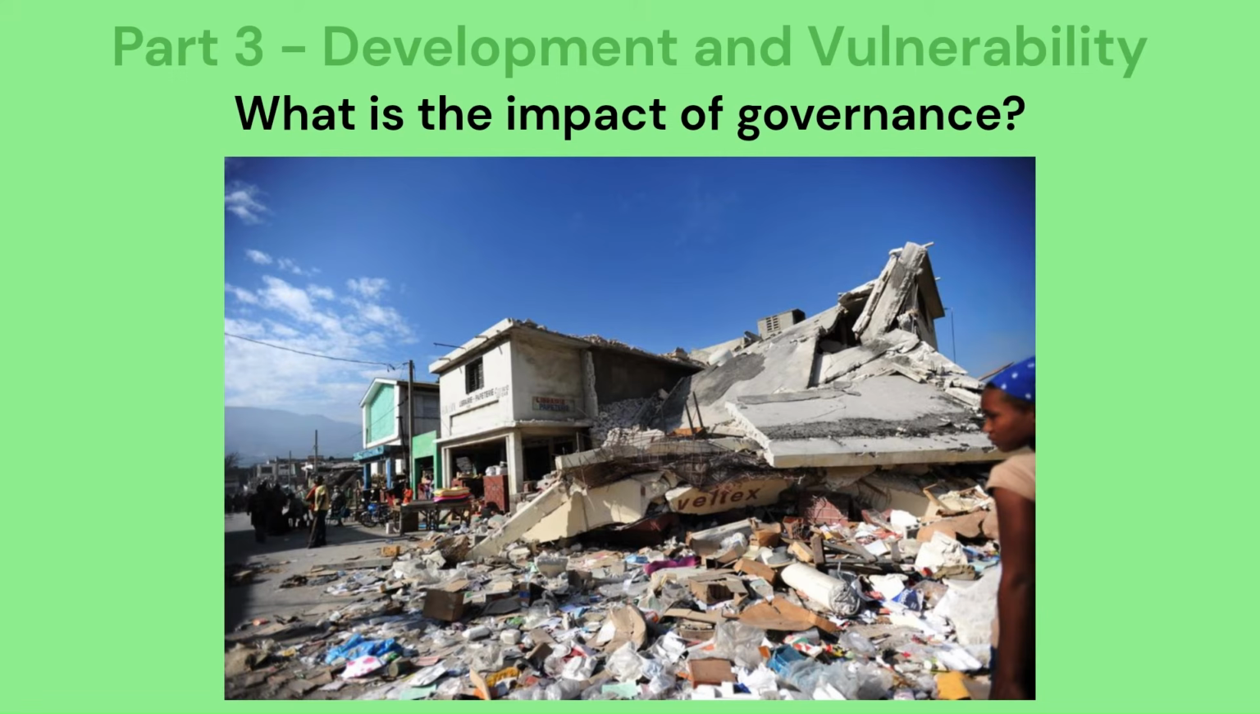To look at how governance impacts natural disaster impacts, let's take a look at the Haiti earthquake of 2010. Haiti's poor governance significantly worsened the impact of the 2010 earthquake by failing to prepare adequately for natural disasters and lacking effective response systems. The Haitian government was plagued by political instability, widespread corruption, and weak institutions, leading to inadequate building codes and poor infrastructure that made buildings highly vulnerable to collapse.